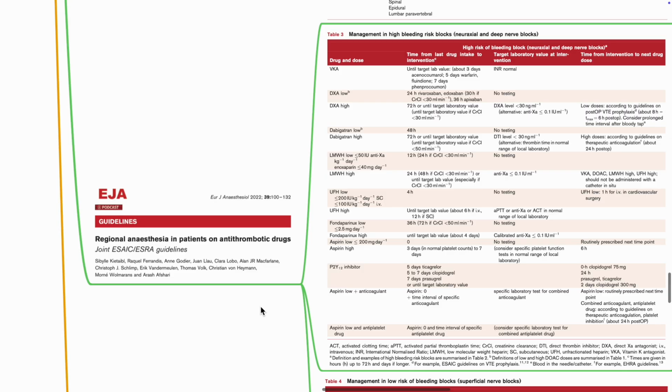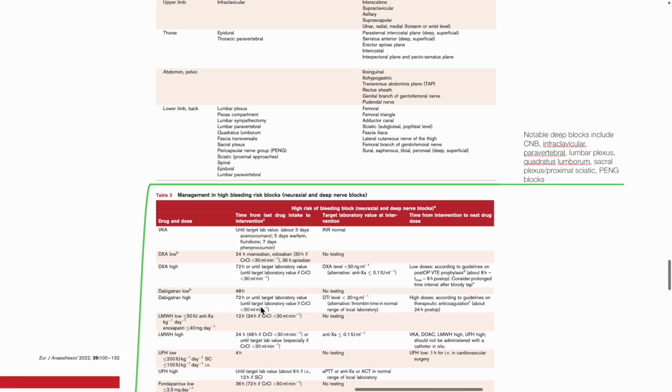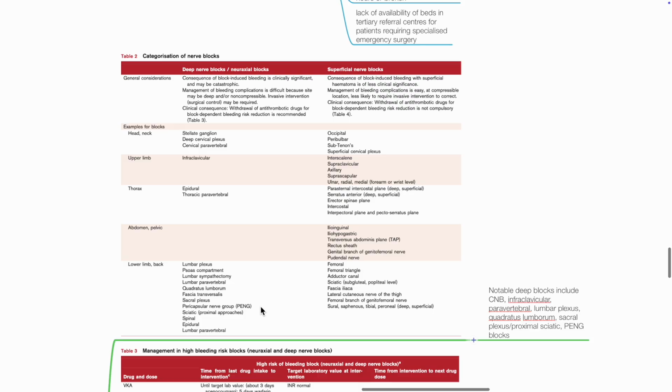Regarding ESRA guidelines for regional anesthesia in patients on antithrombotic drugs, nerve blocks were divided into deep nerve blocks and superficial nerve blocks.